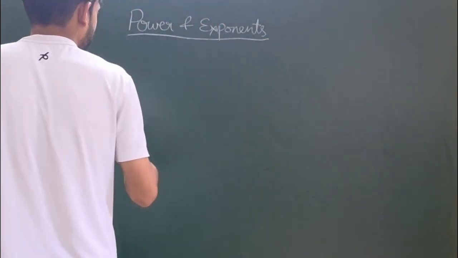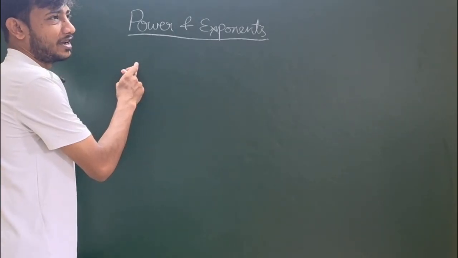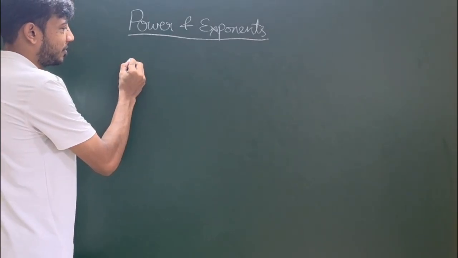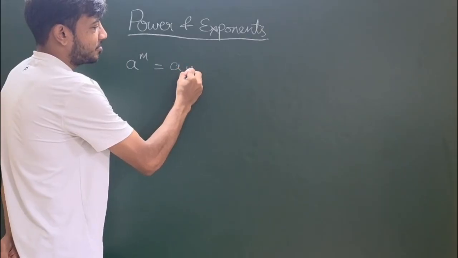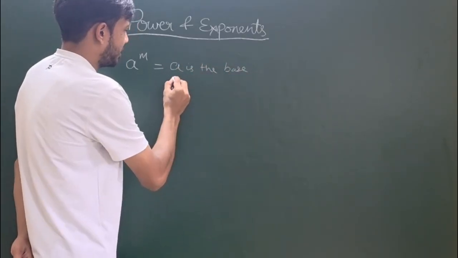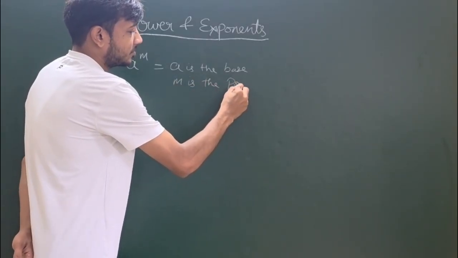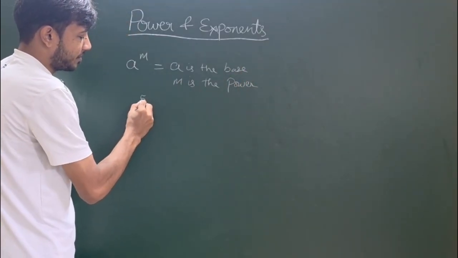Hello everyone. So let's learn powers and exponents, a chapter of class 7 and class 8. So what we can conclude: if any number has a power, then we can say a is the base, whereas m is the power. For example, we can say 2 to the power 5.